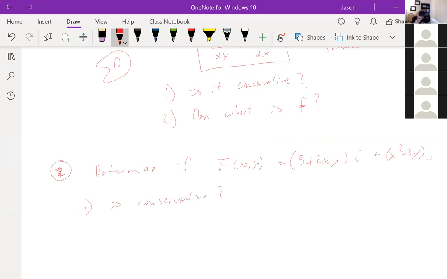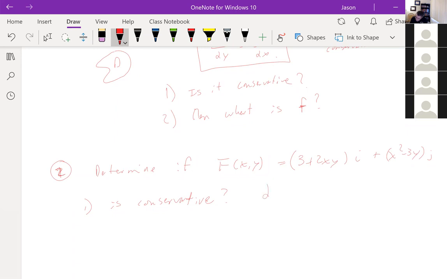Is it conservative? Well, let's do that first. If it's not conservative, all bets are off. We can't use the fundamental theorem of line integrals because it's not conservative. There is no parent function to work with. Determine if this is conservative. Well, let's see.